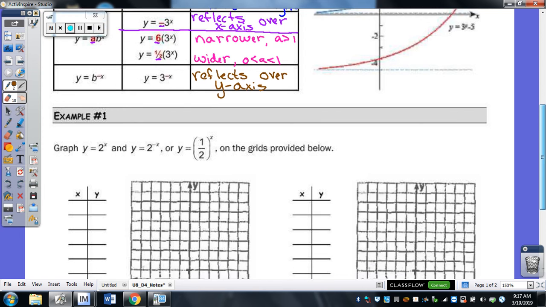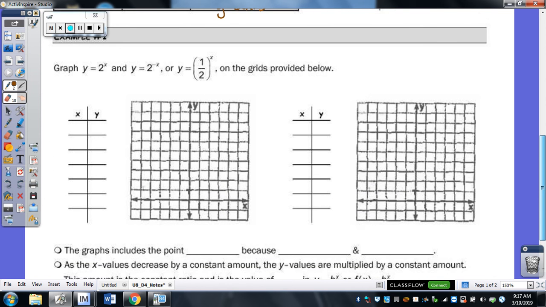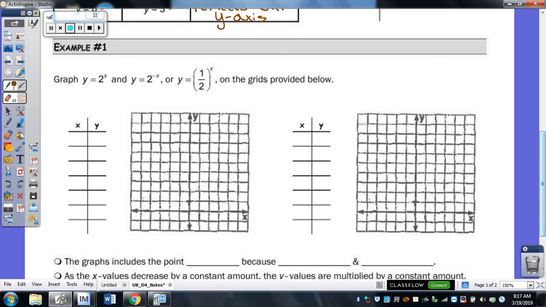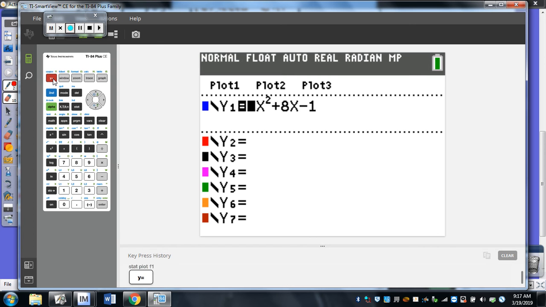Whenever you graph your exponential functions, you do need to make sure that you include your asymptote. That's always a necessary part of your graph. So here we're going to graph first y equals 2 to the x. We'll do that on this first graph here. Let's type that in our calculator under our y equals. I'm going to go to my y equals, 2 caret x, 2 to the x. That's what we're going to graph first.